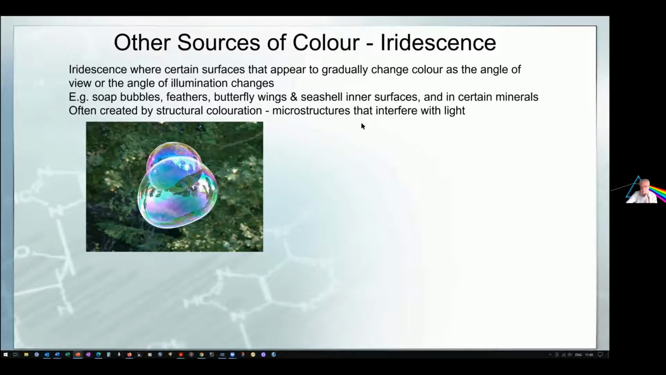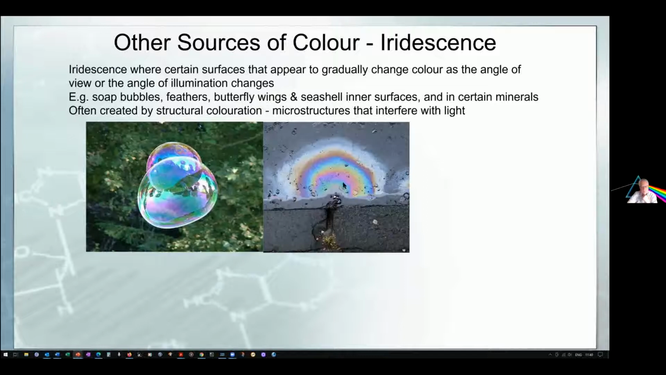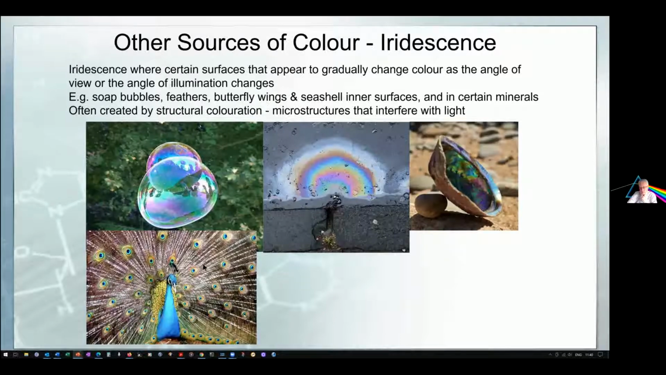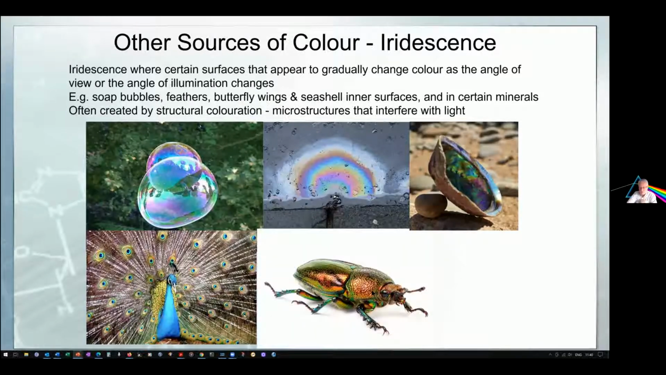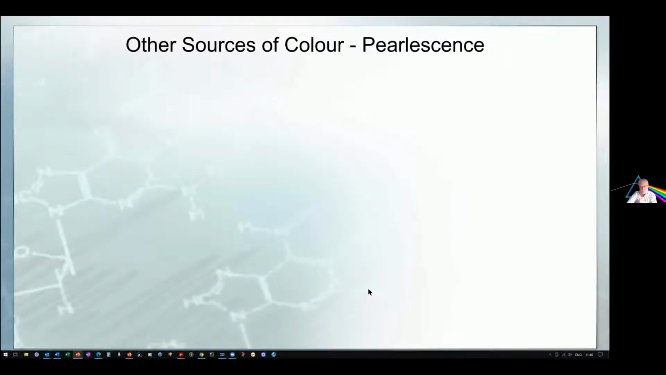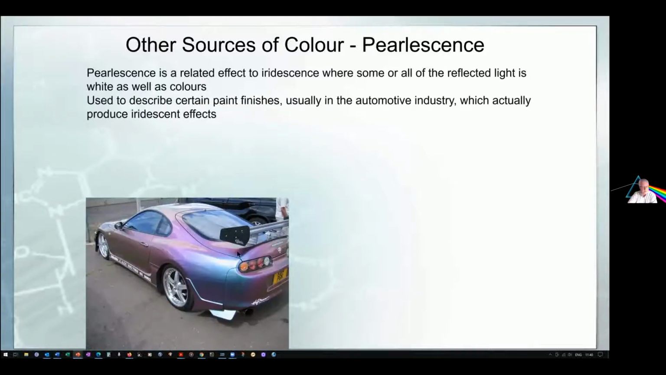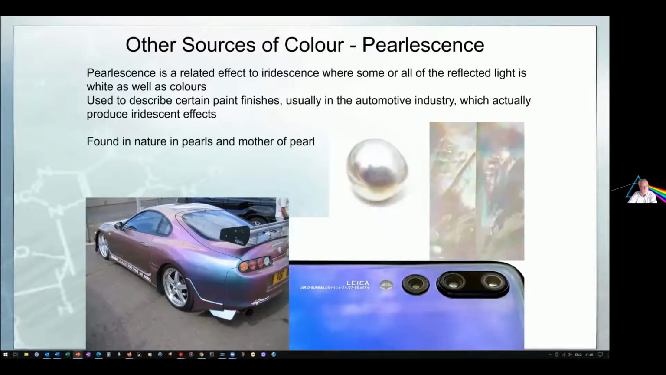And it's because the surface causes interference effects with light. So oil and water, seashells, the peacock feathers, there are no pigments there, that's all iridescence. Certain beetles. Now pearlescence is another source of colour. That's mainly due when the reflected light is predominantly white. So we can now get pearlescent paint finishes on cars, on smartphones. And of course it occurs in nature in pearls and mother of pearl.